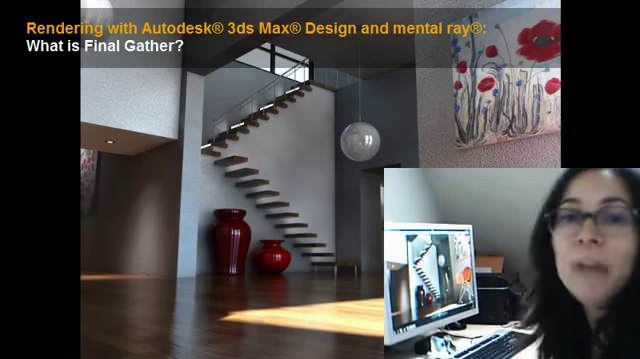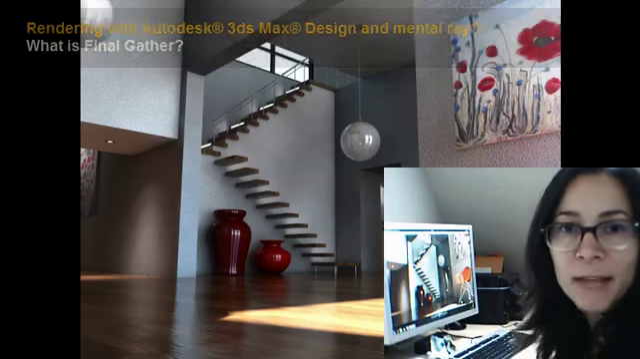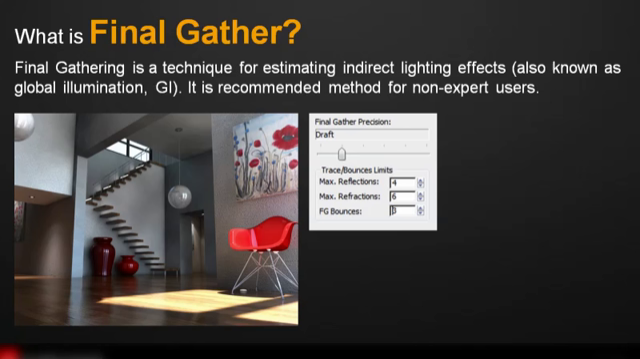Let's understand Final Gather and continue on the series of tips and tricks on rendering with Mental Ray. When it's time to do some rendering, you often hear the terminology Final Gather. Now, what exactly is Final Gather? Final gathering is a technique for estimating indirect lighting. It's also known as global illumination or GI.